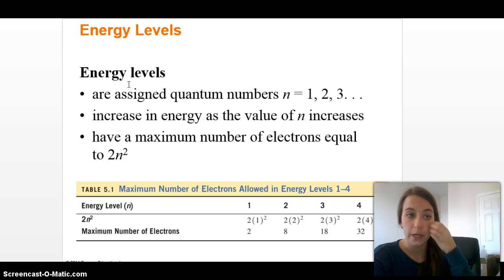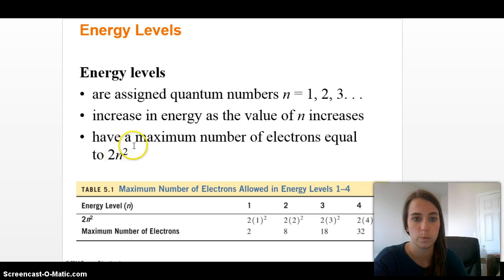Now, there's an equation that tells us how many electrons can live or be found in each energy level. And the equation is 2n squared. So in energy level 1, you have 2n squared where n is 1. So 2 times 1 squared is 2. So in the first energy level, you have 2 electrons, maximum number of electrons there. Yeah, you can have less than that, but the maximum you can have is 2.